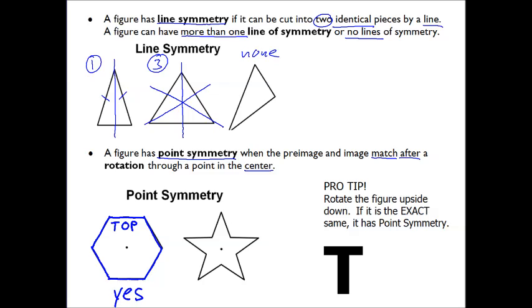Now spend a minute thinking about what is going to happen with our next object here, which is a star. And in the meantime, we're going to move over to our T. Does this T have point symmetry? Yes or no? Let's see. And we're going to try the same thing here. We're going to trace our T and rotate it and see what happens.